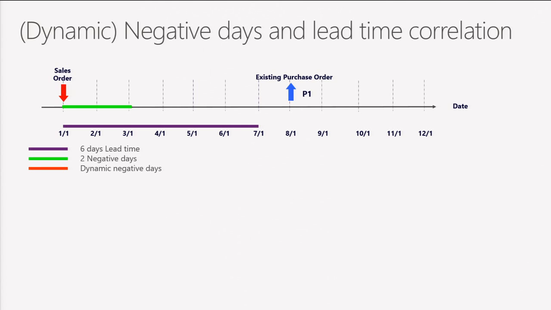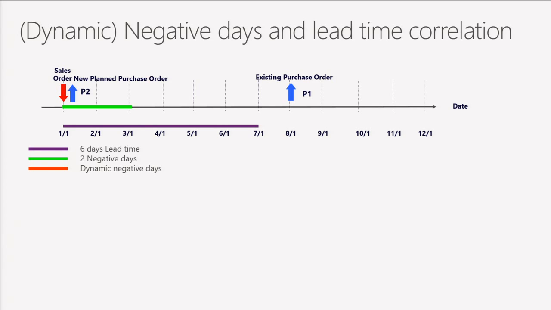So what will happen in this situation is that when trying to find receipts for the sales order, master planning will look within the negative days time fence. It will not find anything, so hence it will create a planned purchase order. This planned purchase order will automatically be delayed based on the lead time. So essentially the planned purchase order will arrive at the end of the lead time fence.